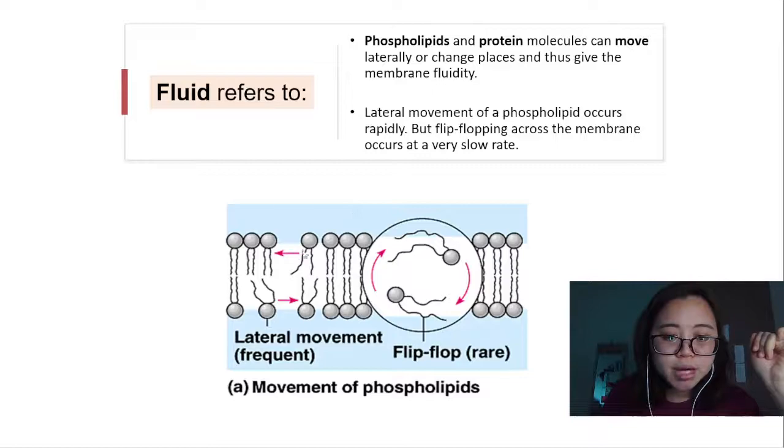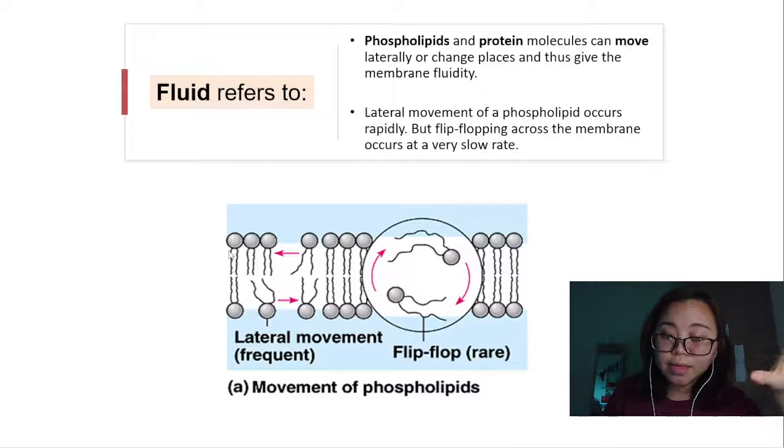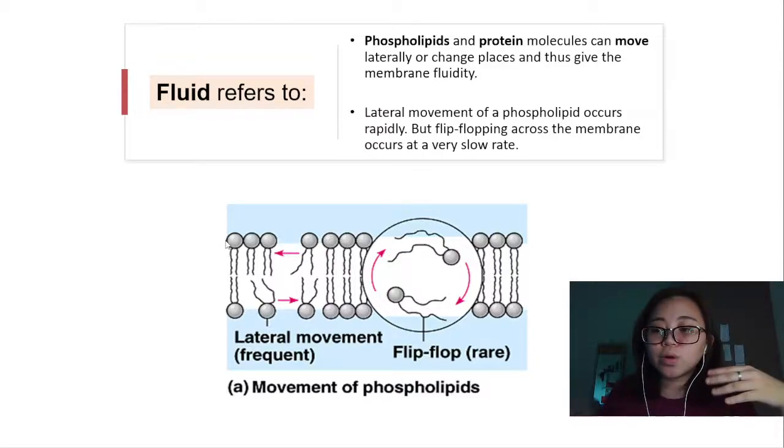Phospholipid, yang biji-biji yang ada 2 ekor ni, dengan protein-protein yang ada pada plasma membrane, dia boleh bergerak-gerak. It can move laterally, kiri, kanan, depan, belakang. And they can change places. Dia boleh bertukar tempat. So, ini memberikan plasma membrane kita fluidity. Dia seolah-olah dia bergerak. Bukan seolah-olah. Memang dia bergerak-gerak macam permukaan laut.